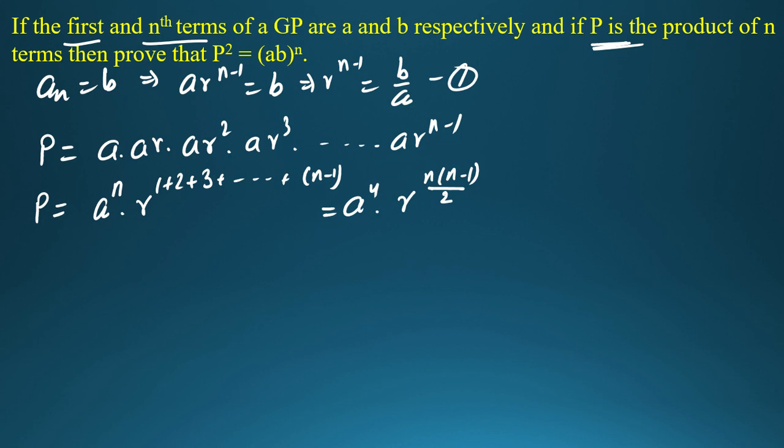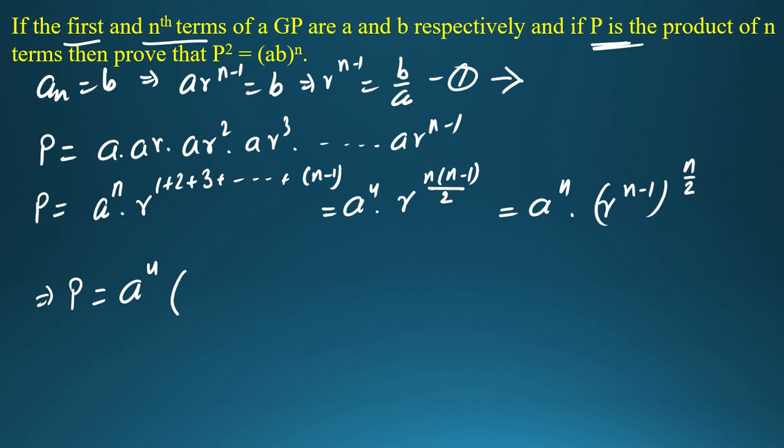So what we can do here, see, we can write it as a to the power n times r to the power n minus 1 to the whole power n upon 2. Okay. Why? Because when a power is raised to a power, both powers will be multiplied, and we can utilize this value of r to the power n minus 1. So p is equal to a to the power n times b upon a to the power n by 2.